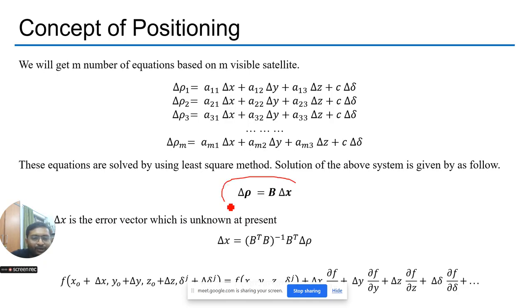Once you solve all the equations, you will get something like this, and this delta x is your coordinates. This delta x can be found by solving this particular matrix: B transpose B inverse into B transpose delta rho, where rho is the pseudo range observable which we are getting. Have you heard about the term geometric dilution of precision, or DOP value, in your lectures?